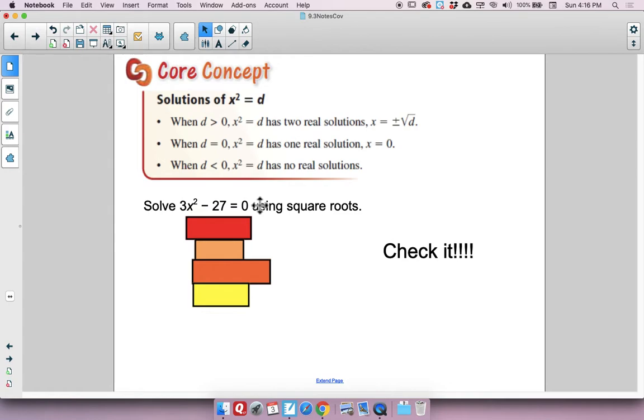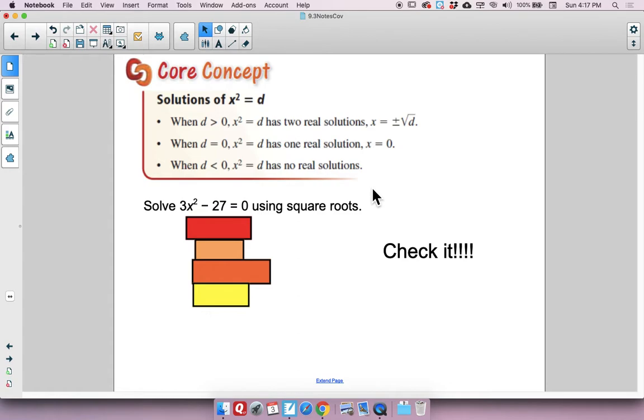But can we take the square root of a negative? No, remember that's like an imaginary number or not a real root. So there would be no solution to that, or no real solutions. When you get into algebra 2, you'll learn a lot more about imaginary numbers and so forth. All right, so let's go about doing this.